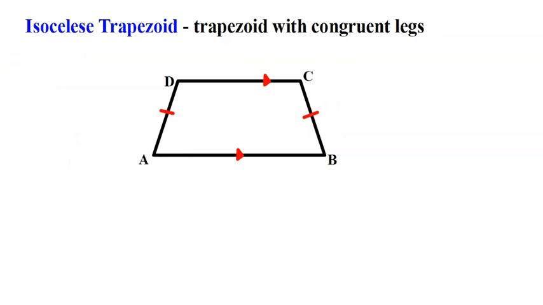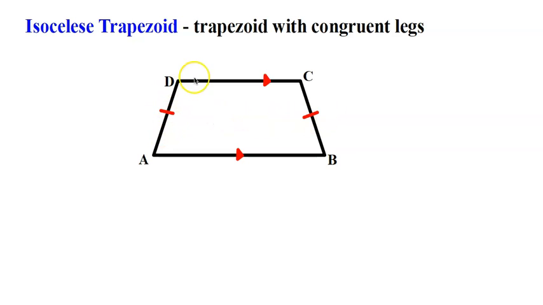Now, there is a special case of trapezoid, which is the isosceles trapezoid. An isosceles trapezoid is a trapezoid with congruent legs. All right, so here we have a trapezoid because DC is parallel to AB, and it's isosceles because AD is congruent to CB. All right, just like isosceles triangles have two congruent legs, an isosceles trapezoid has two congruent legs. And it has to be the legs.